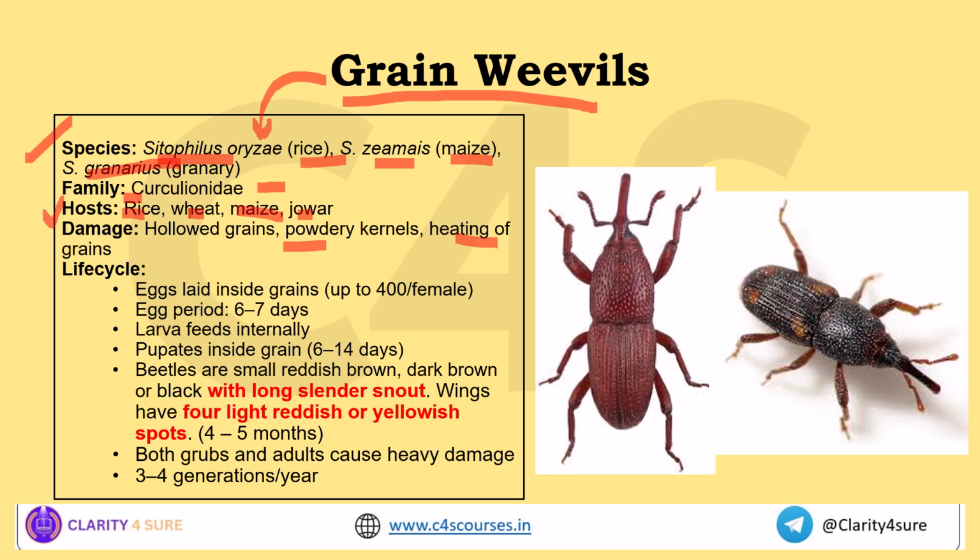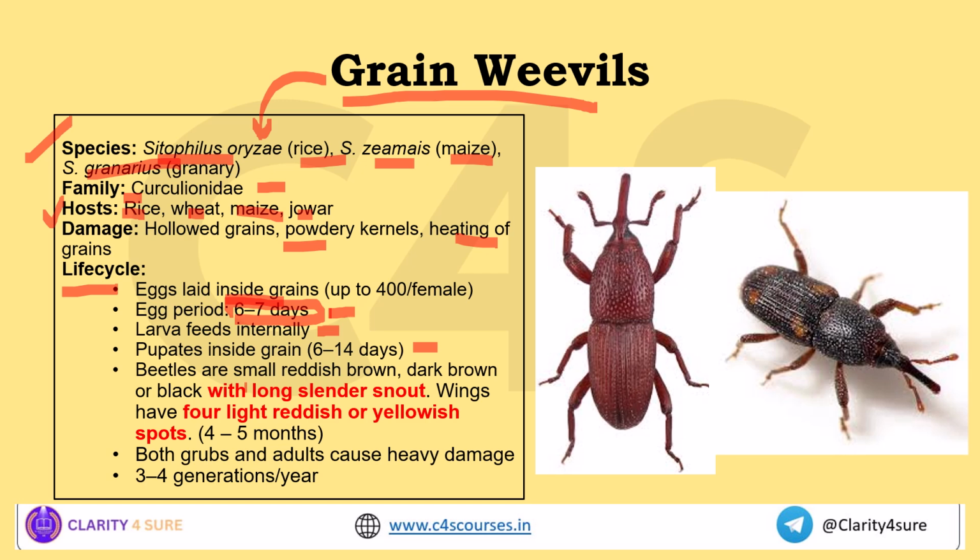Okay, so now let's see the life cycle and identification of these weevils. The eggs are laid inside, as I had said earlier. No need to memorize the egg period. I have included a summary table at the end of this session, from where you can compare and learn about every period. Next, the larva feeds internally, and the pupa pupates inside the grain.